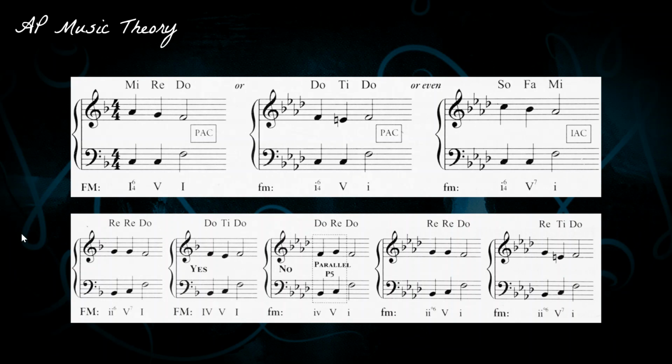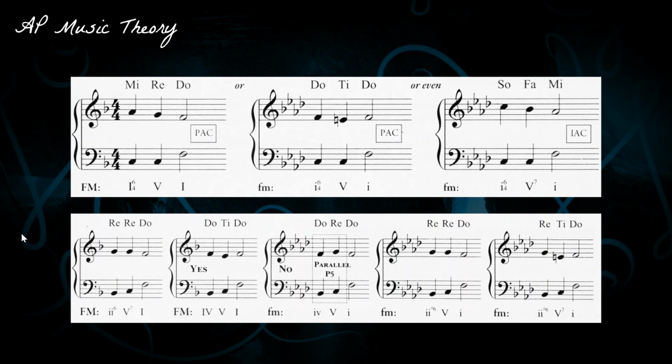With fa sol do in the bass, these are the common melodic patterns. So we can have the supertonic first inversion to the dominant with a 7th to the tonic. It can harmonize with re, re, do, but the subdominant and the following cannot. Why? Because there's no re in the subdominant chord. Also, the subdominant to the dominant to the tonic can be harmonized do, ti, do, but not do, re, do, because that would be a parallel fifth.